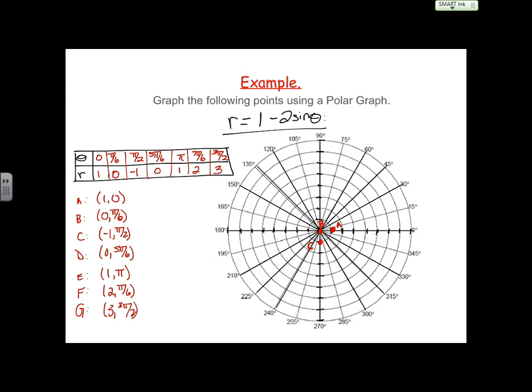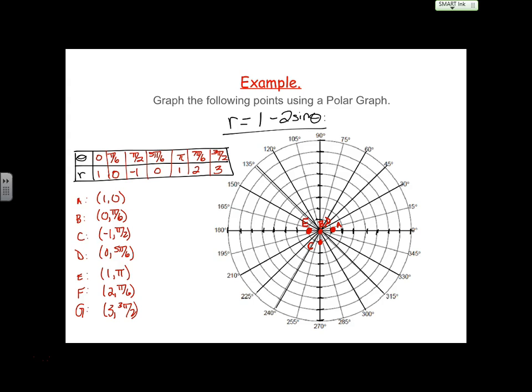At pi, you're out 1. So for D, we're back in the middle again, so B and D. For E, because pi is 180 degrees, positive 1 means go 1 towards pi. Does that make sense? So go 1 towards the angle, towards 1.